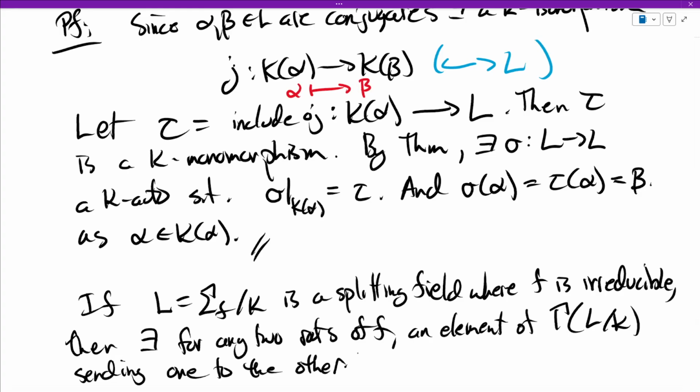We don't have to actually write down any automorphisms, which is very difficult. We just know from this proposition now that whenever we have two roots, we can send one to the other. It doesn't mean that we're interchanging them. We just know we can send one to the other.